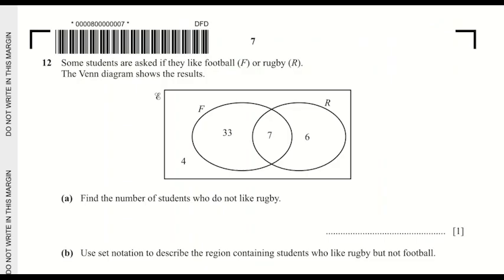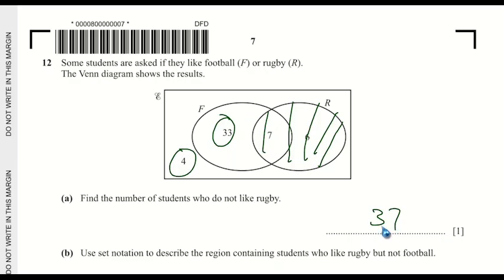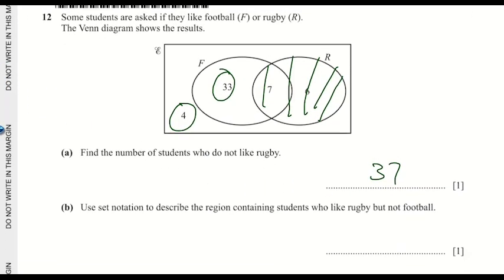That's question 12. Some students are asked if they like football or rugby. The Venn diagram shows the results. Part A, find the number of students who do not like rugby. That means we need the part outside the rugby. So it will be this and this. So 33 add 4, that will be 37. These are the students who do not like rugby. That means they play football.